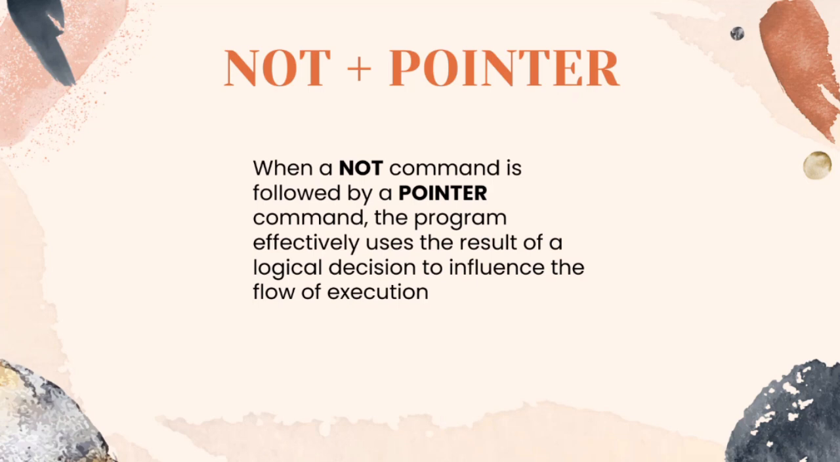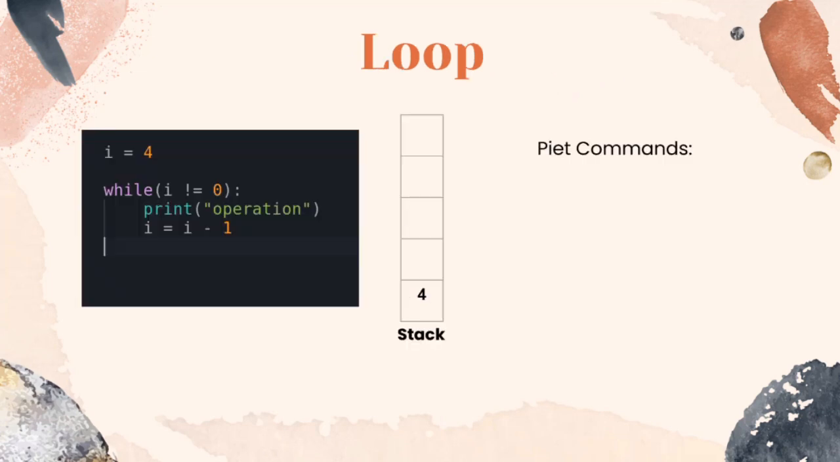So what I mean by that is the not is a way of checking a condition, a logical decision, and the pointer is used to change the DP pointer, which basically changes the way where the interpreter will move. So we can basically make a map and based on this concept choose the flow of execution.